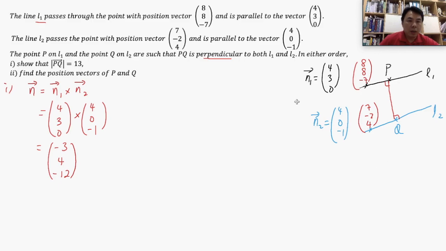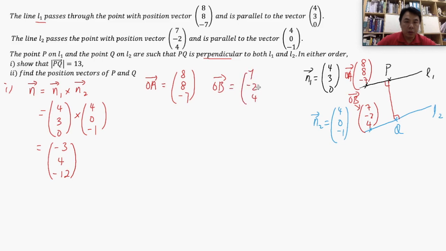Okay, next I have these two position vectors that I can consider here. Right, so let's label this as A and B then, so it's easier to work with. So this one is, I would say, OA. This one here is OB, so it's easier to see here. I'm going to rewrite here. So OA is given as 8, 8, -7. OB is given as 7, -2, 4 here.